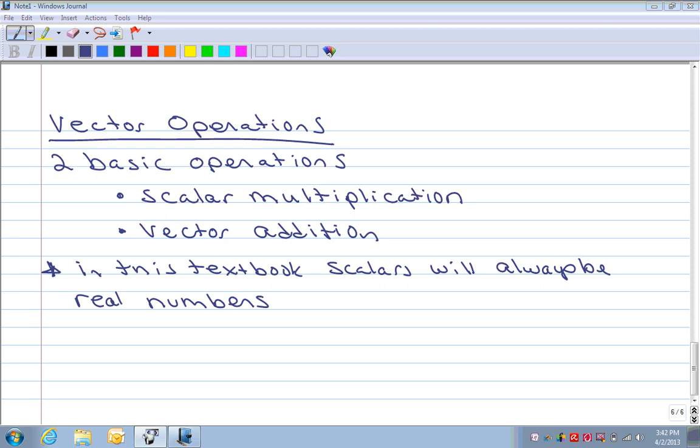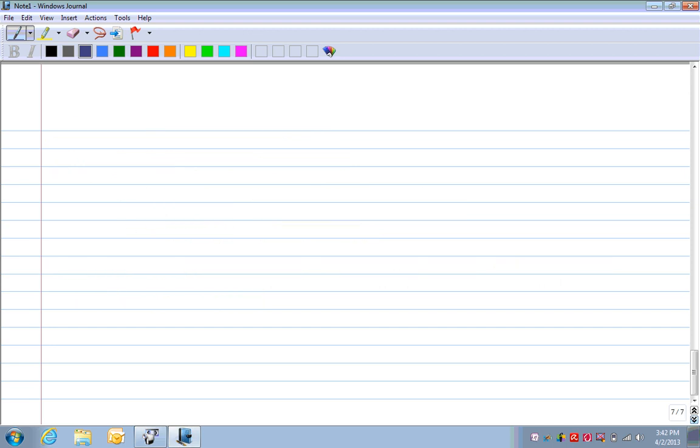Vector operations, there's basically two types of operations. We have scalar multiplication, and then we have vector addition. In this particular textbook, our scalars will always be real numbers, but that is not always true. You want to pause and write all that down and make sure you have that in your notes because there's some additional notes in the video tonight that won't be on your note sheet tomorrow, and you're going to want to annotate and add those to your notes so that you have all that information. Okay, so pause, and then I'm going to go on so that we can keep moving.